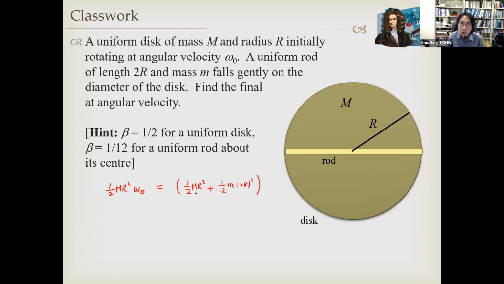So the sum of these two will be the final total moment of inertia, and I multiply by the final angular velocity to get the final total angular momentum. And by conservation of angular momentum, I know these two quantities are equal.